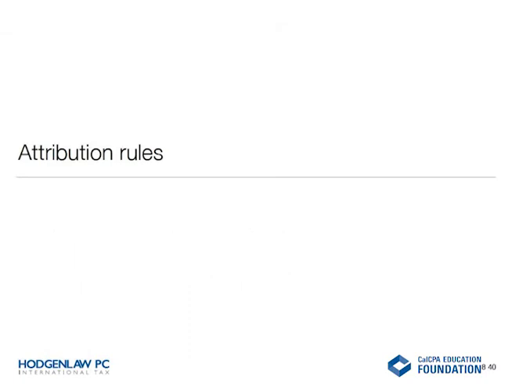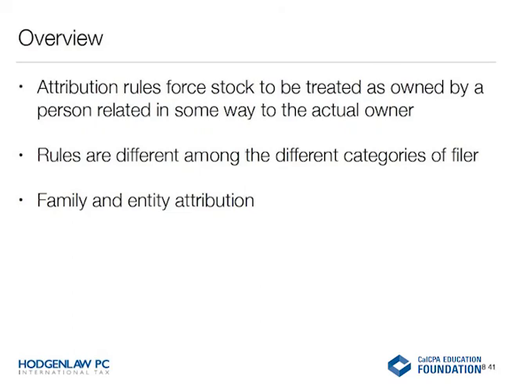All right, now let's start to take a look at the attribution rules. So the attribution rules essentially force the stock to be treated as owned by a person who's generally related in some way to the actual owner. And again, the rules are different for each category of filer. I mean, there's certainly some similarities, some overlap, but there's nuances between each category. And you also have to look at both family and entity attribution, meaning there's a set of rules that applies to individuals and then a set of rules that applies to entities when you're applying the attribution rules.